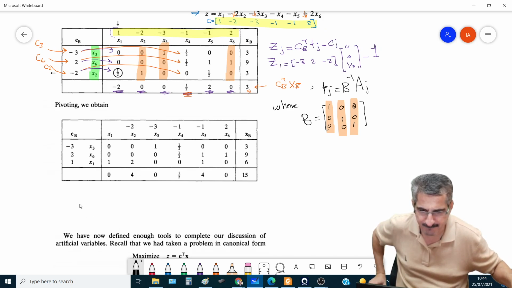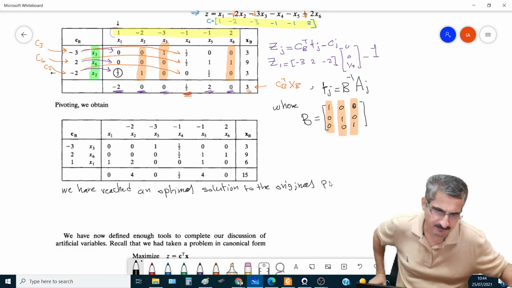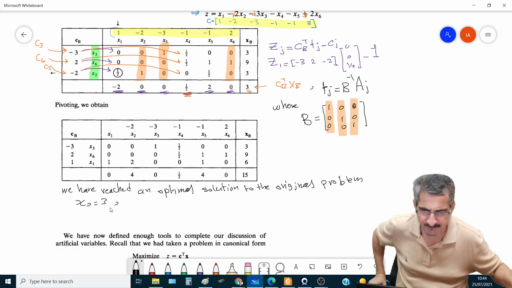So here we have reached an optimal solution to the original problem, which says x3 is what? x3 is 3, right? And what? So let us write them all.